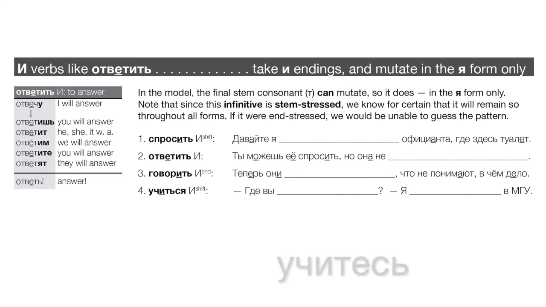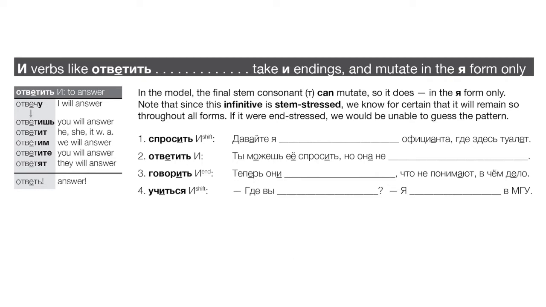Okay, number 4, reflexive verb учиться. Где вы учитесь, right? Shifting stress back onto the stem. Где вы учитесь? Я учусь в МГУ, right? Meaning at Moscow State University.